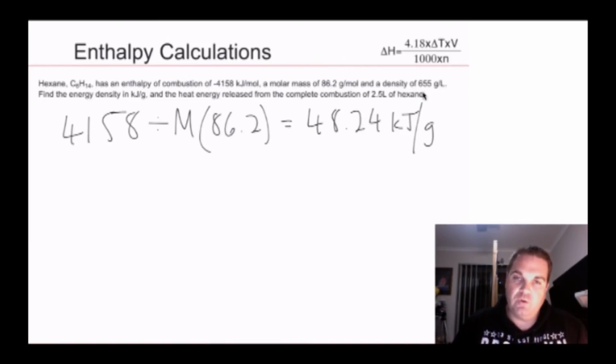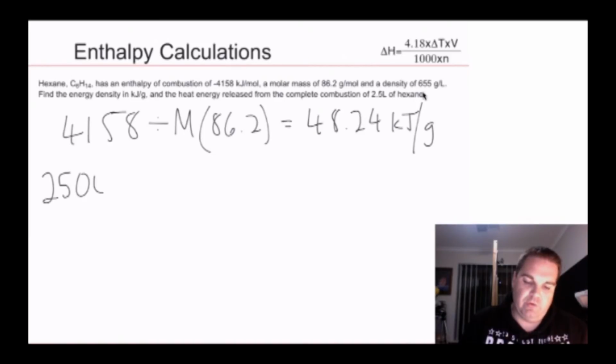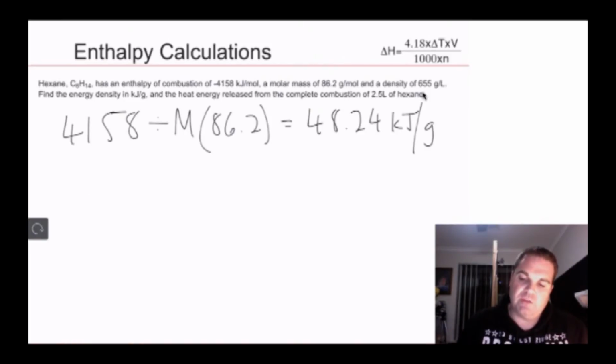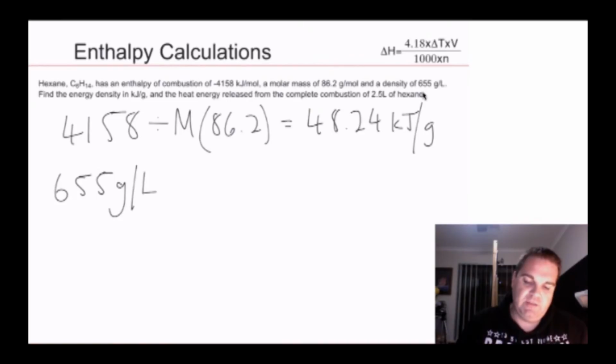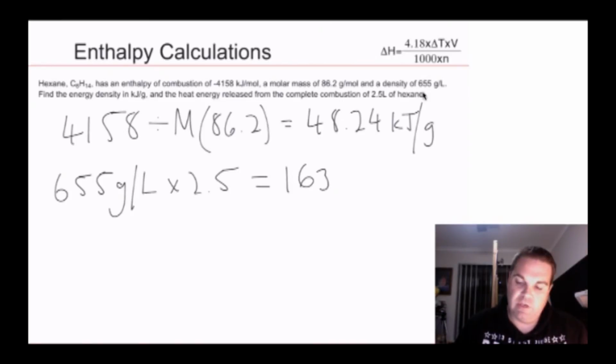Now that's important because when you get to the next bit, we're burning 2,500 milliliters, 2.5 liters, okay, and we've got a density of 655 grams per liter. So I actually probably didn't need to do that, sorry, so I'm actually going to get rid of it. All right, so we've got 655 grams per liter. We're burning 2.5 liters, okay, so that works out to be 1,637.5 grams that we're burning.